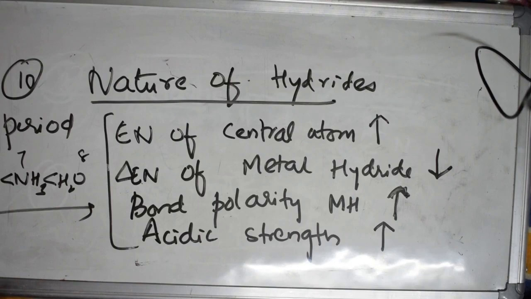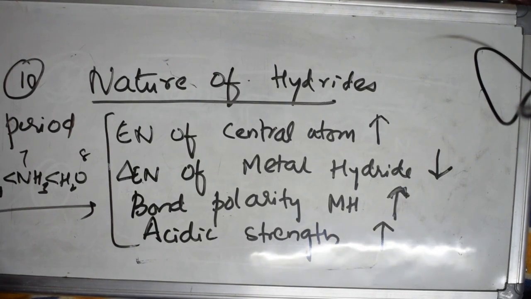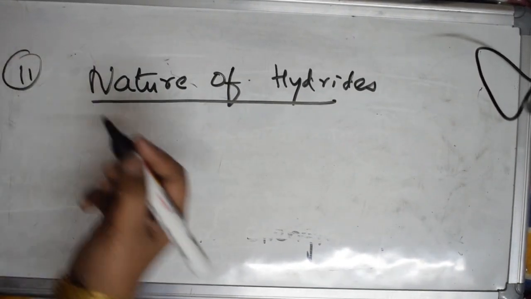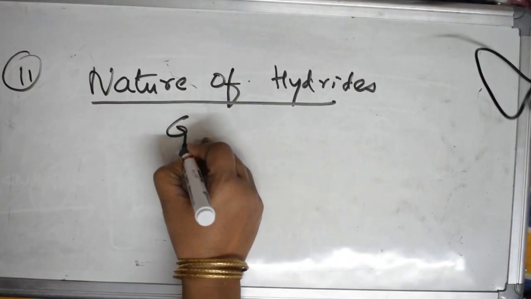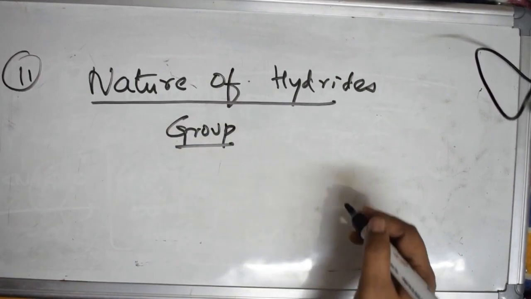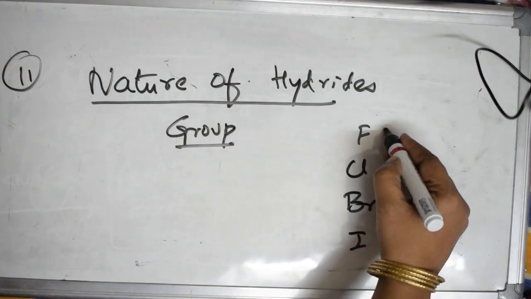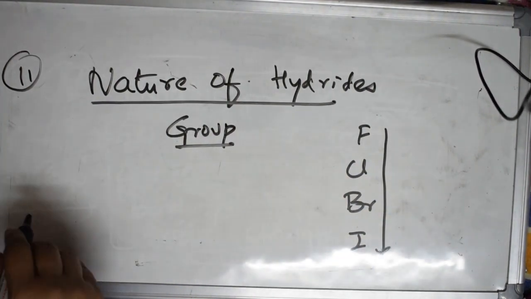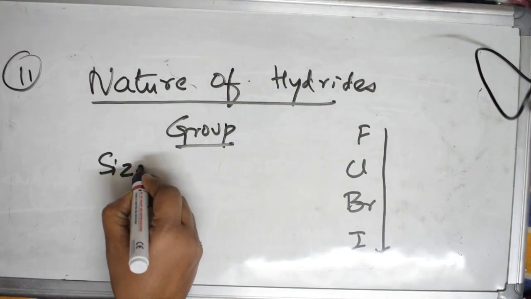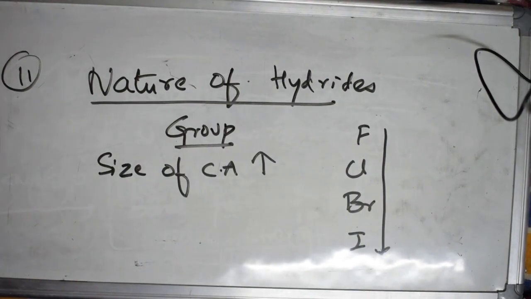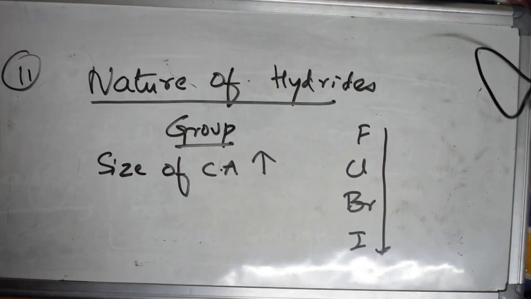Now suppose I have to take the nature of hydrides in terms of a group, let us take that. Let us erase this and write the nature of hydride as the 11th trick, in a group. So we have written in a period, isn't it? Now in a group we will see. So in a group means, for example, fluorine, chlorine, bromine and iodine. This is the group from top to bottom. Here in this case, remember, as we go from top to bottom, the size of the central atom is increasing.